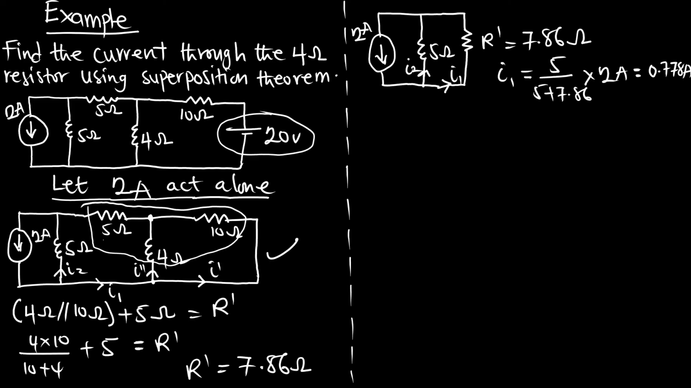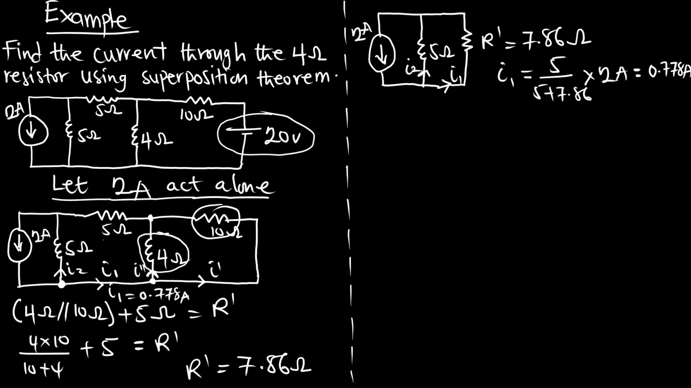So the current I1 coming from this junction is 0.778 amperes. Now, as it gets to the second junction, it is going to split itself into I prime and I prime prime. So now we can also use the current divider approach to find the current that is going to be distributed among the 4 and the 10 from this current I1. Are we okay?